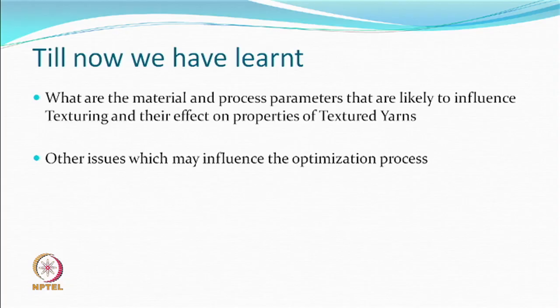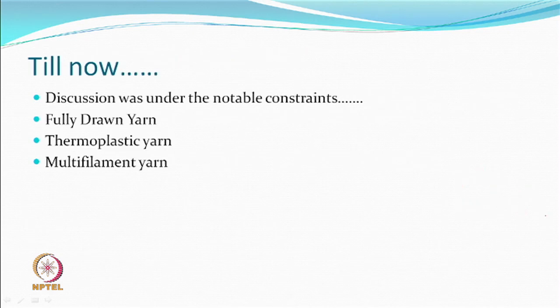So, as we mentioned last time, till last time we were working on a fully drawn yarn, and we had looked at the machine parameters and process parameters that were governing them. So, the material and process parameters that were likely to influence texturing and their effect on textured yarn, we have done, but this was a fully drawn yarn. And also we looked at any other parameter that could influence. So, these constraints still remain.